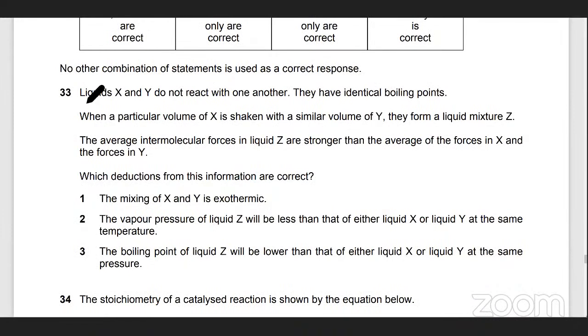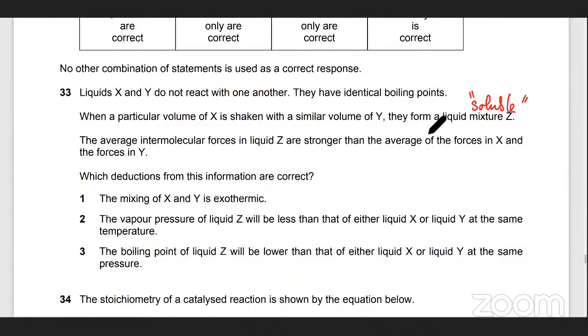Coming to question 33, you have liquid X and Y. They do not react with one another. They have identical boiling points, which means they have kind of the same intermolecular forces. When a particular volume of X is shaken with a similar volume of Y, they form a liquid mixture Z. So they're not reacting. So I think they are soluble in each other.